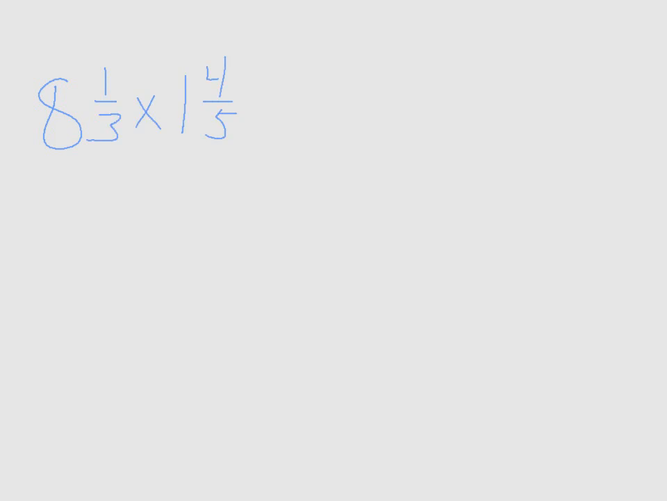8 1/3 times 1 4/5, and 9 2/7 times 5 4/9. Whoops, sorry, I didn't want that to be 9 2/3, I want that to be 9 2/7. All right, go ahead. Good luck.